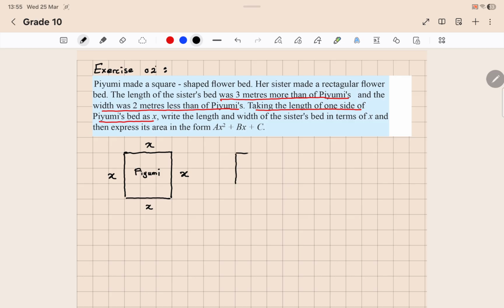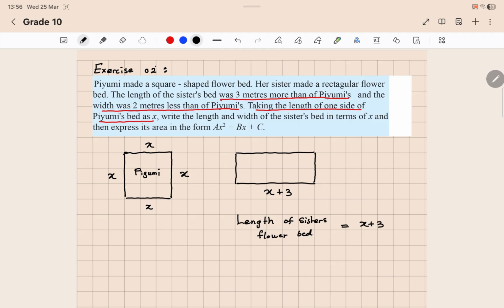Her sister made a rectangular shaped flower bed. Write the length and width of the sister's bed in terms of x. The length of the sister's bed was 3 meters more than Pumi's. Pumi's length is x, no? So 3 meters more than x means x plus 3. So the length of sister's flower bed is x plus 3.